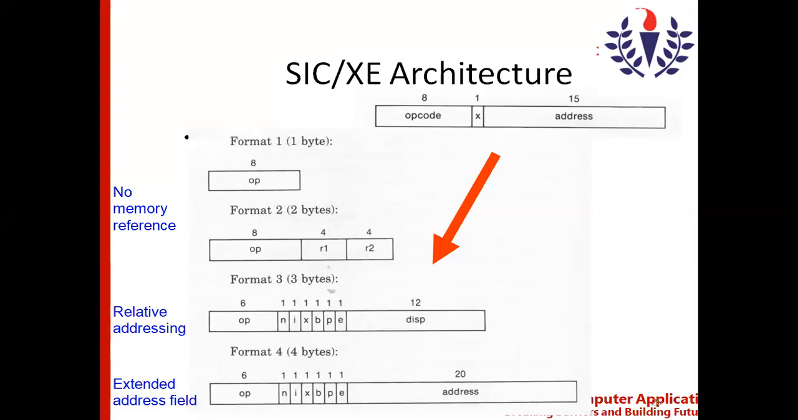In the previous session, I was discussing the SIC machine architecture and I started with the SIC/XE architecture. In SIC/XE architecture, I mentioned two features. One is memory and the other one is registers. And we came to know that there are three different types of data types in SIC/XE, including the floating point values. Moving on to the instruction format.